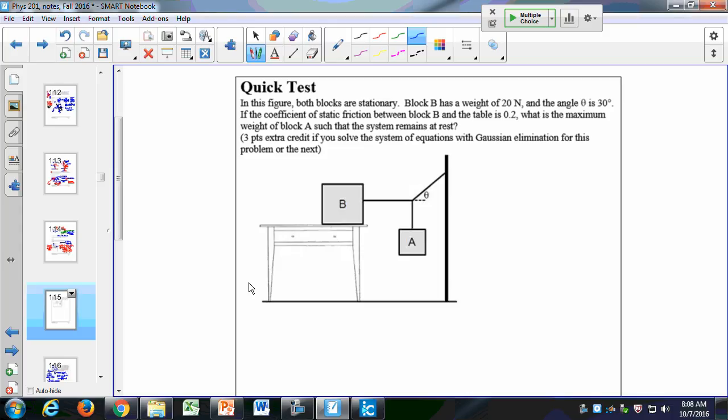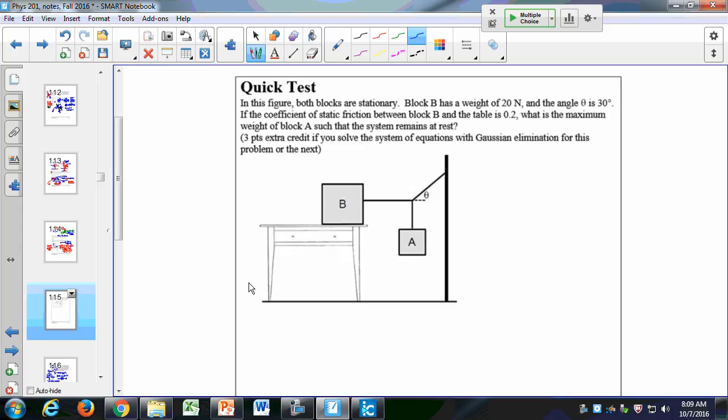to treat them separately, kind of like you did on the exam, and figure out the forces. Let's see, what are we looking for? The maximum weight of block A so that this system remains at rest. And also, I want you to think about this. These ropes, we're imagining that they're rigid so they don't change shape. I know that's not realistic, but you could have some rigid rods holding it in place that are massless.